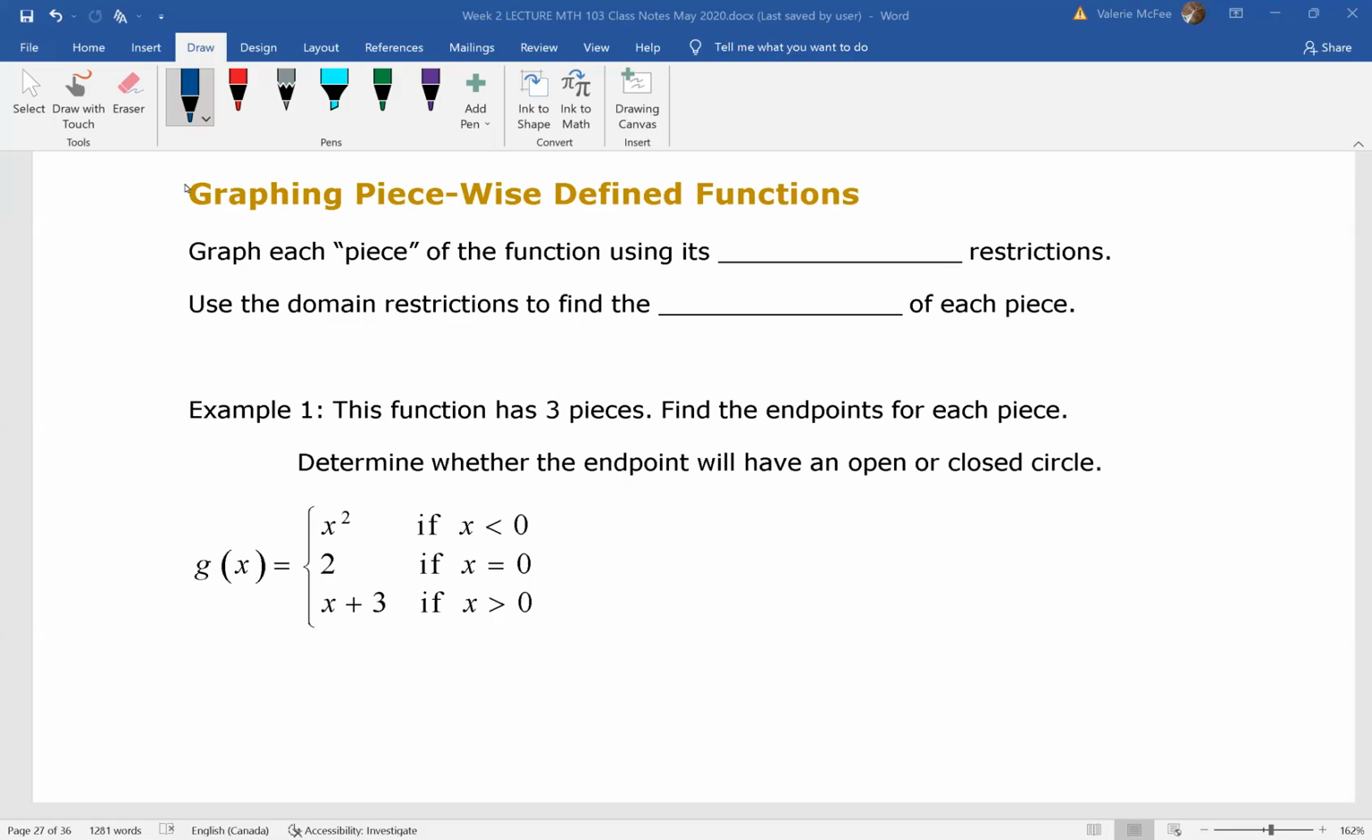So you've watched the video lesson on using domain restricted functions, and now we want to start applying that to graphing piecewise defined functions. We're going to graph each piece of the function, each separate equation of the function, using its domain restrictions. We're going to use those domain restrictions, just like we did in the last video lesson, to find the endpoints.